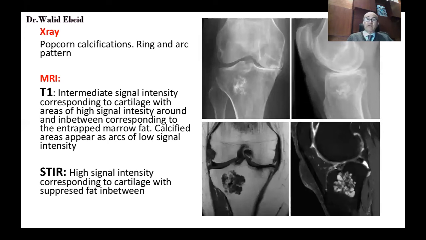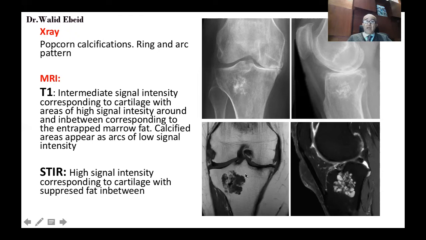So how does the enchondroma look on X-ray? As we've mentioned, it looks like a popcorn calcification. Here we see an enchondroma of the proximal tibia. The MRI will show the following. In a T1 weighted image, the cartilage will appear of intermediate signal intensity, like we see in the bottom left side here. And in between the intermediate signal intensity, we'll find the bright signal intensity of the marrow fat, in between the cartilage lesion. The dark, or low, signal intensity corresponds to the calcification that we see up here.